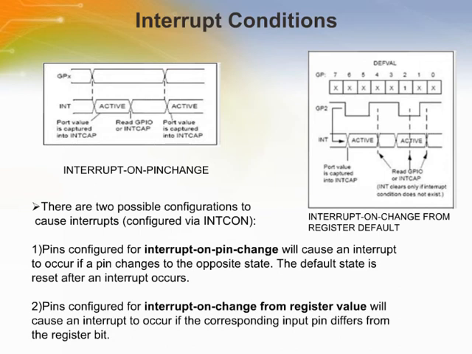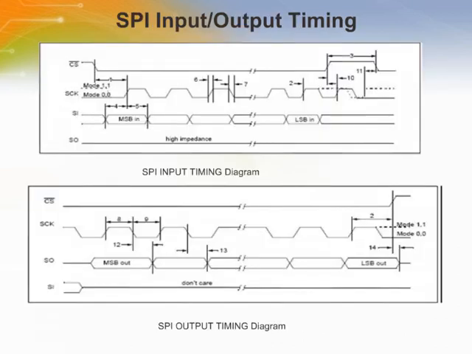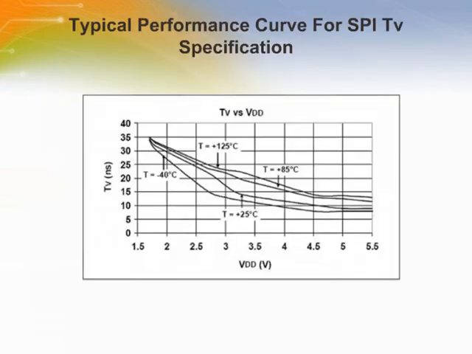The interrupt will remain active until the INTCAP or GPIO register is read. The interrupt condition will be cleared after the least significant bit of the data is clocked out during a read operation of GPIO or INTCAP. This slide shows the SPI input and output timing diagram. Here we show a typical performance curve for the output. It is expressed as TV versus VDD.